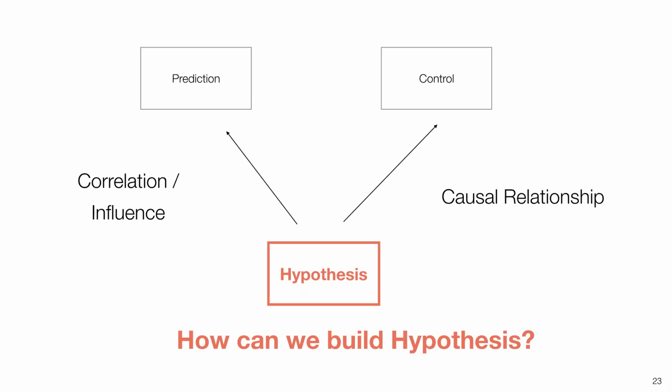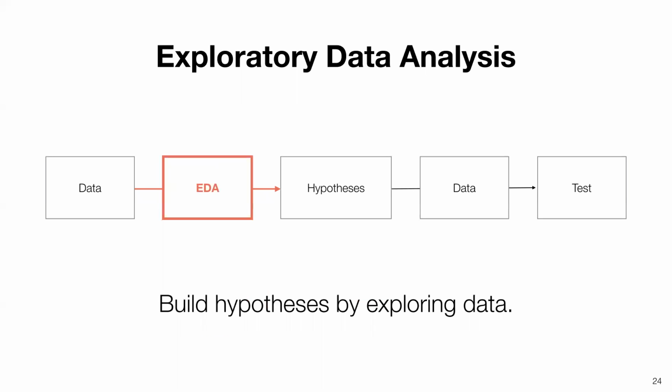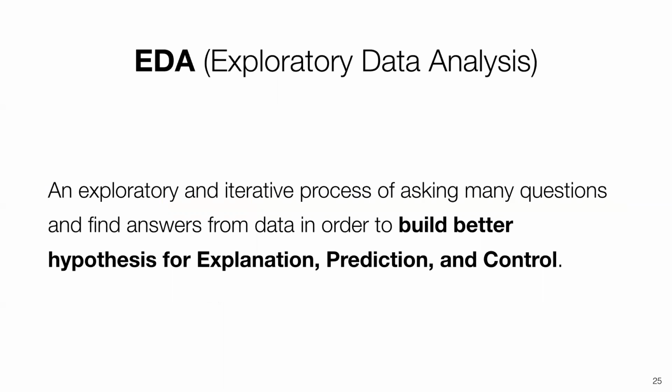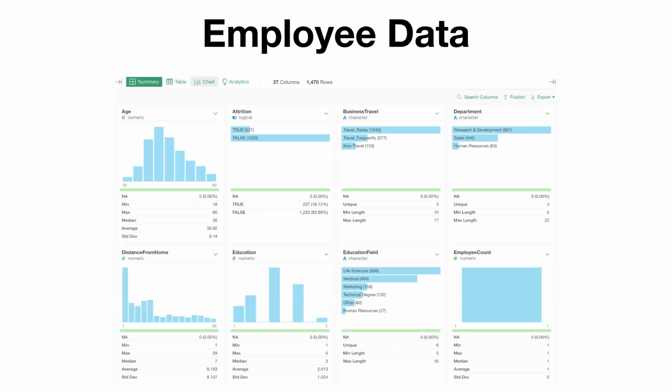But the question here is, how can we build these hypotheses? If you offer the discount, or if the weather becomes warmer, those can be intuition based on experience, or you can actually use the data to come up with this kind of hypothesis. Exploratory data analysis is about building this type of hypothesis by exploring the data. So the second part of this sentence is to build a better hypothesis for explanation, prediction, and control.